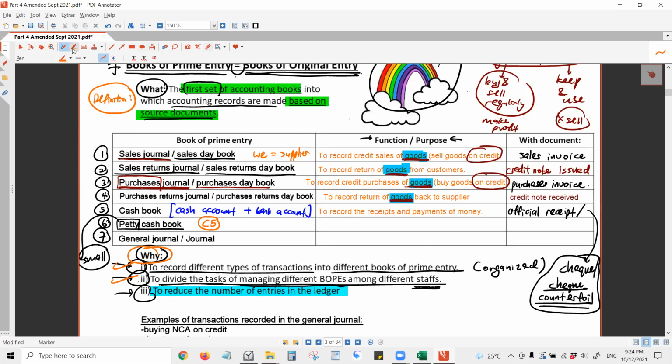For now, write together with me the function and also the document. We will look into this in chapter 5. Okay, now write together to record.